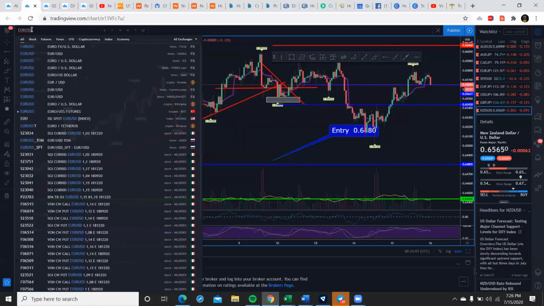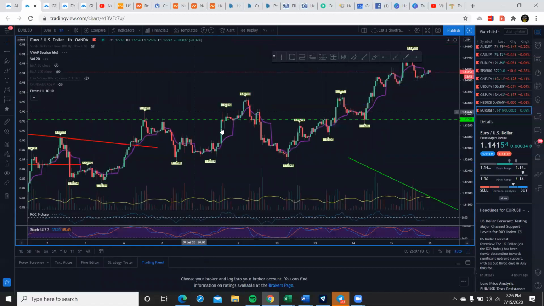Also, with this pivot strategy, you want to stay with Euro USD, and I would say GBP. They seem to move the best, so they're a little more fluid with this strategy. So we can see here, these numbers are going to be the pivot points.